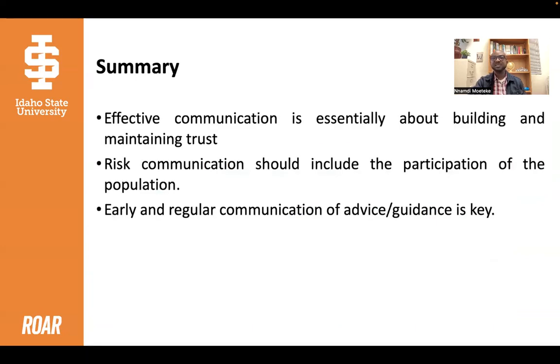Building and maintaining trust is the most important function of effective communication. And risk communication activities in public health emergencies such as outbreaks should include participation of the population. And early and regular communication of advice and guidance is the most important public health tool in managing the risk.